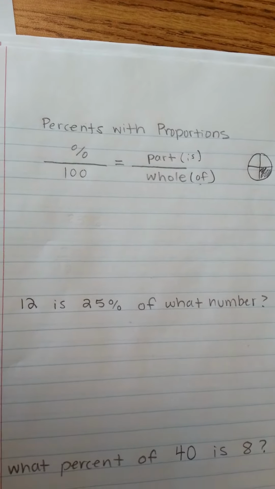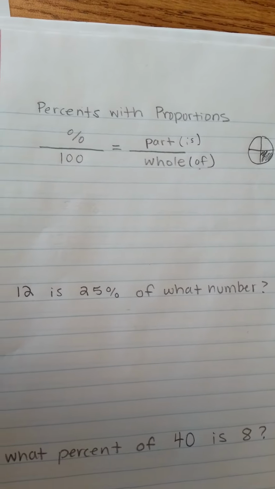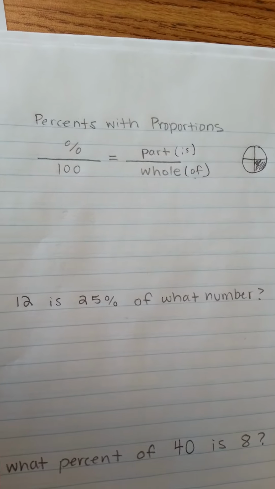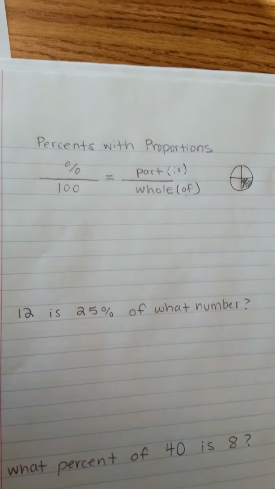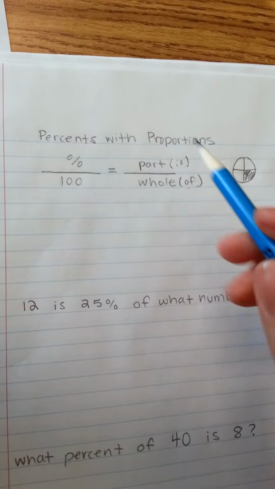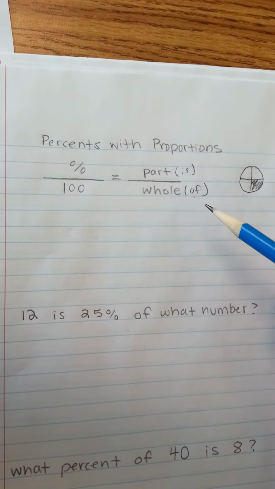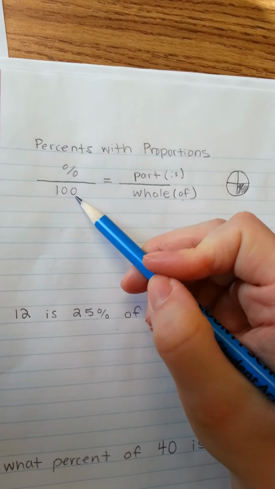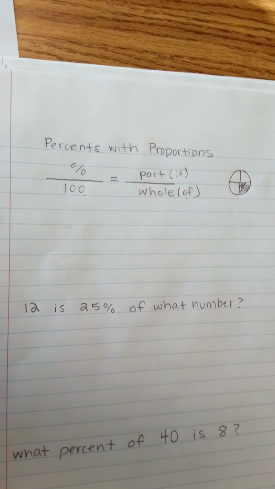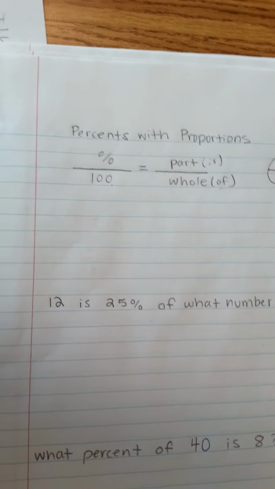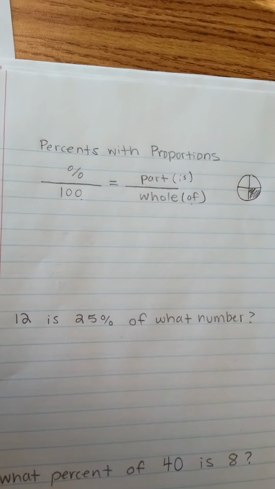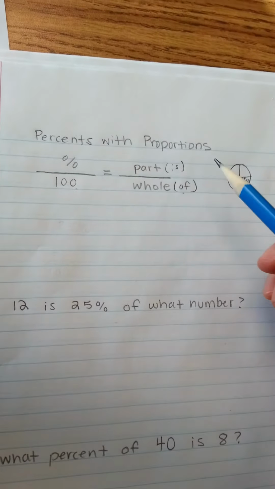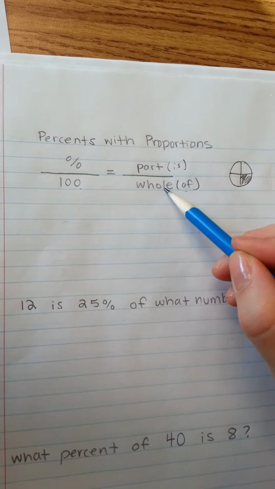Today we're going to talk about percents with proportions. We are going to be using proportions to solve problems involving percent. This is the way that I'm going to ask that you set up your proportion. Your percents are always going to be out of 100, because all percents have a denominator of 100. On the other side is going to be your ratio, part to whole.